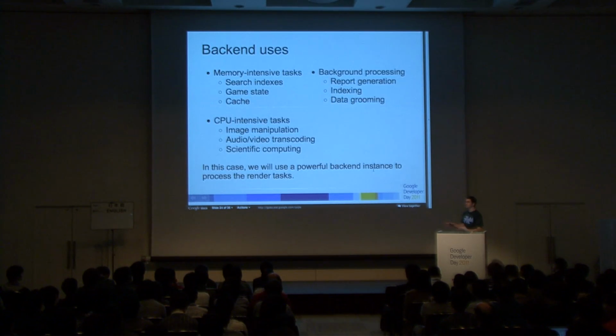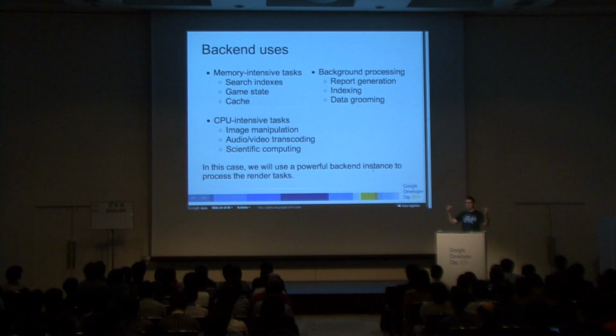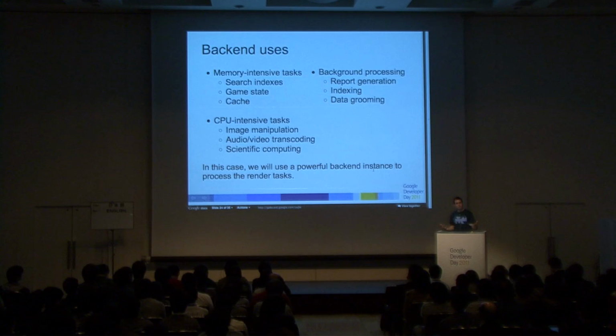And so you can use backends for a variety of purposes. Say if you were building a game which had a large in-memory state, you could use a backend with a high memory limit to store that persistent game state, and then the front-end instances could consult with the backend and exchange data. Or if you had search indexes, or for doing CPU-intensive tasks, or any kind of long-running background processing, report generation, etc. But in this case, we use the backends to process our render tasks so that the images are rendered quickly.